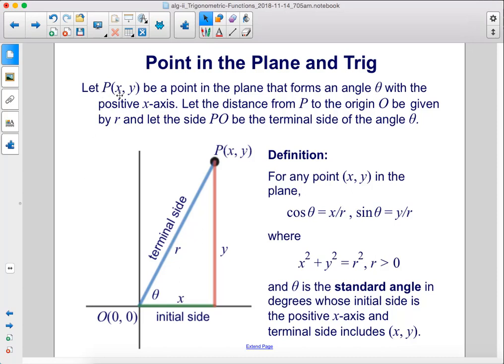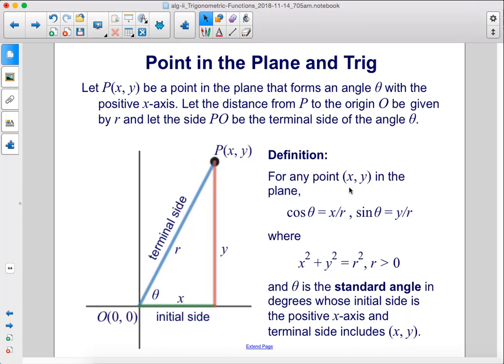Let P of x, y be a point in the plane that forms an angle theta with the positive x-axis. Let the distance from P to the origin O be given by R, and let the side PO be the terminal side of the angle theta. Alright, so here we have our triangle, the origin, our point x, y, and this angle here is theta, and R is our hypotenuse.